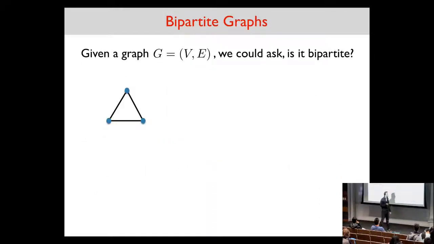For example, let's do it. Here's a very simple one. Is this bipartite? Why is this not bipartite? Because no matter how you partition, every pair of vertices is connected to each other. So no matter how you partition them, on one side of the partition there are going to be at least two vertices, and those two vertices are going to be connected. So that's definitely not bipartite.